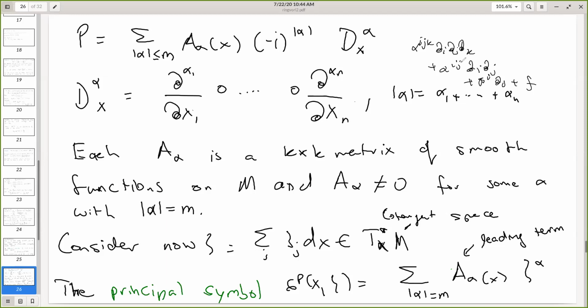Sometimes you put also a little bit of restriction on these coefficients. Especially in physics, you would like them to be C infinity and so on, but this is not that important. Here we restrict ourselves to these coefficients as k times k matrices, because as you saw, for the first order, it's just a vector. For the second order, it's an n by n matrix and so on, of smooth functions on M, and alpha is unequal to 0 for some alpha.